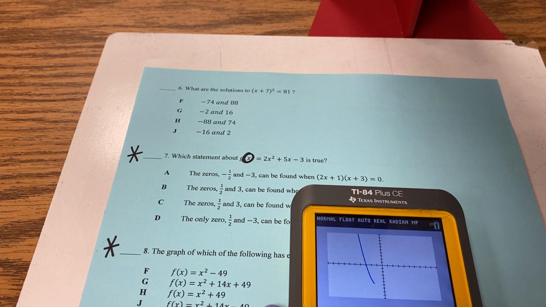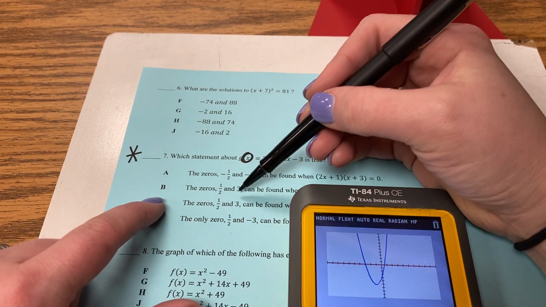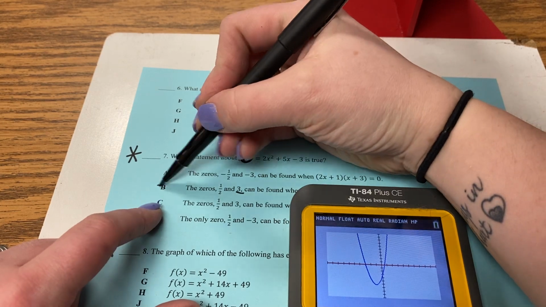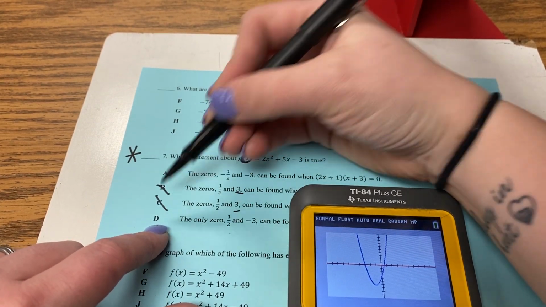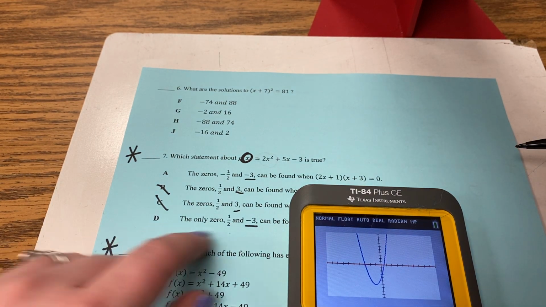So if I push graph, I can look at where it's crossing. You might be able to just look and see, okay, -1, -2. That one looks like it's at -3. Do you see how these choices, some of them say +3? That's not it. That says +3. That's not it. But A and D have an answer that say -3. So those are still in the running.